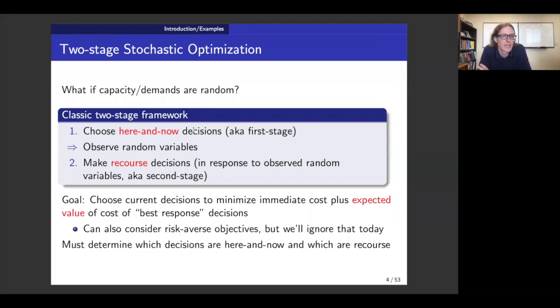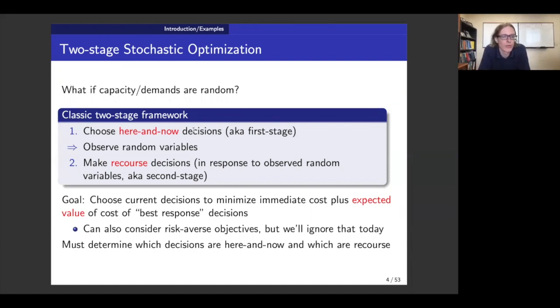And so the classic two-stage stochastic optimization framework is where we take some of our decision variables and declare those as here and now decisions. Sometimes we call those first stage decisions. In this transmission expansion, or generator planning problem, it's very clear that the decision of which generators to install and where is the here and now decision. That's the thing we're trying to decide now.